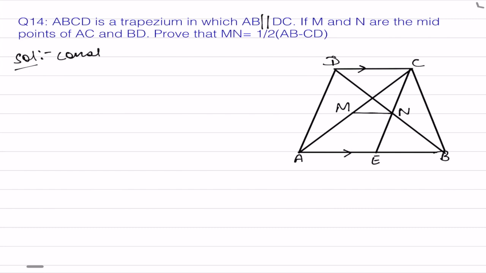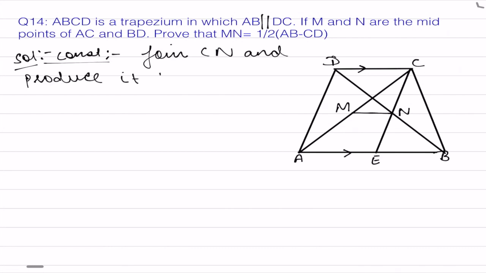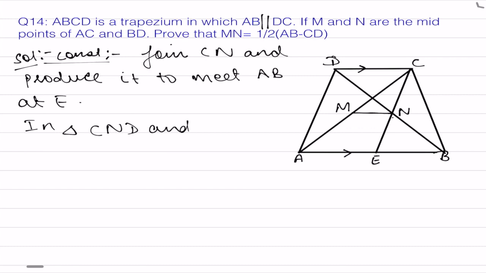So construction: join CN and produce it to meet AB at point E. Now what we will do, we will prove the congruency of these two triangles CDN and ENB. So in triangle CND and triangle BNE.